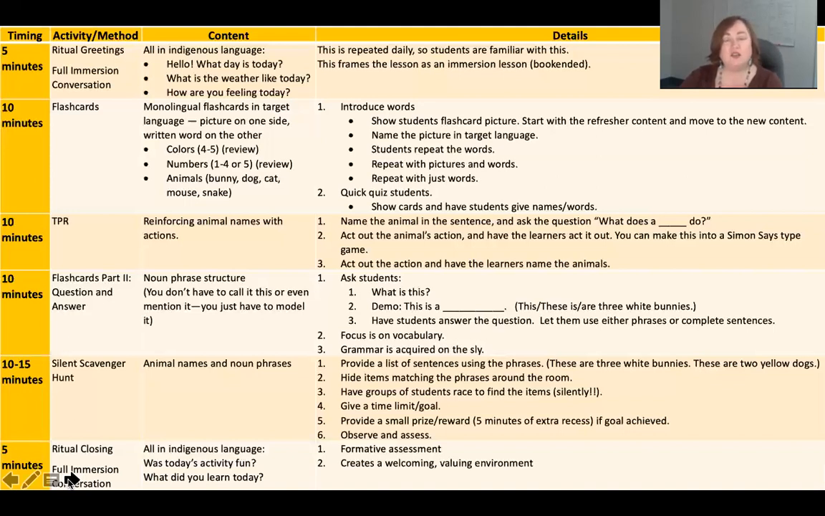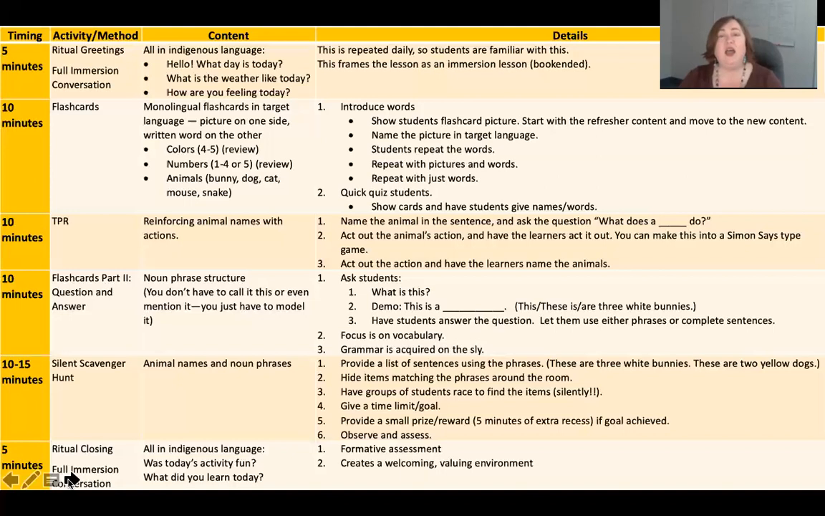Then you could integrate the content with actions. So now you're using a little total physical response. So you're reinforcing the vocabulary terms by asking, what does a chokfi do? What does a rabbit do? And then you act out a rabbit. What does a dog do? And then you act out a dog. You could turn this into a Simon Says type game.